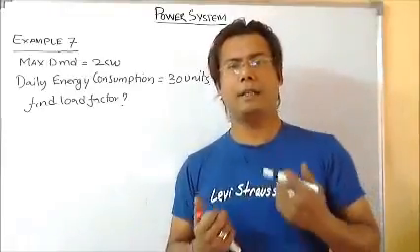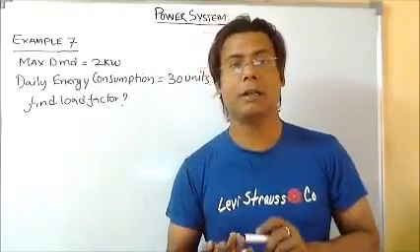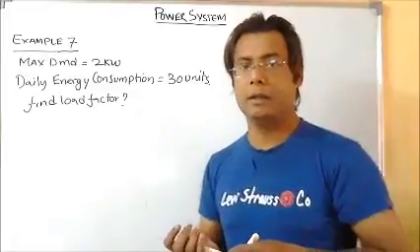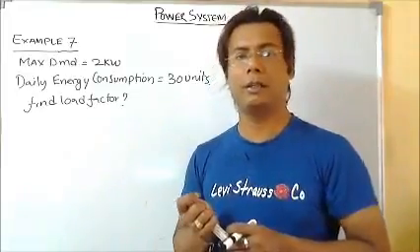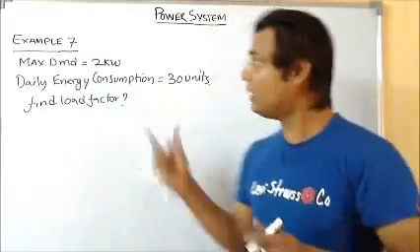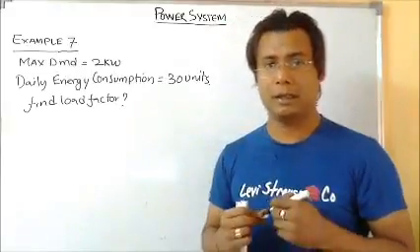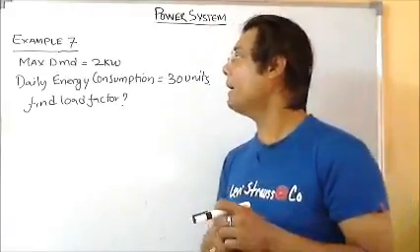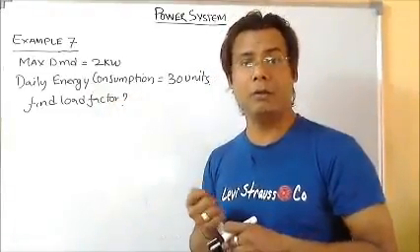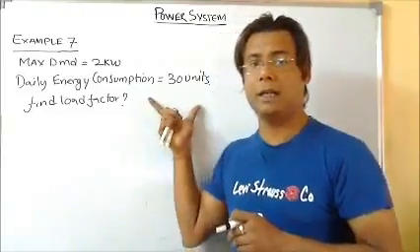Examples 4, 5, 6, and 7, which we have done and are going to do. The 7th example has already been asked in some objective type of questions. So please follow these questions. These are important questions, and this type of question can be asked in future examinations. We have to find the load factor when the maximum demand is given as 2 kilowatt and the daily energy consumption of a consumer is given as 30 units.